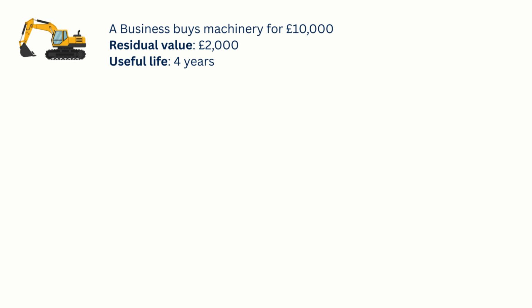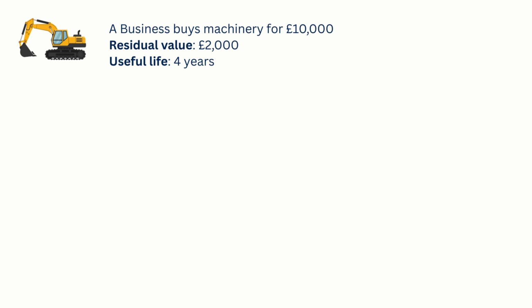A business buys machinery for £10,000. Its residual value is £2,000. That's the estimated amount the business expects to get back at the end of the asset's useful life, for example by selling it or trading it in. The useful life is 4 years, meaning the business expects to use it for 4 years to help generate income.